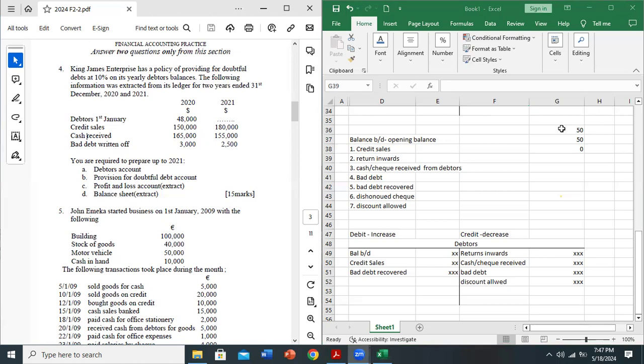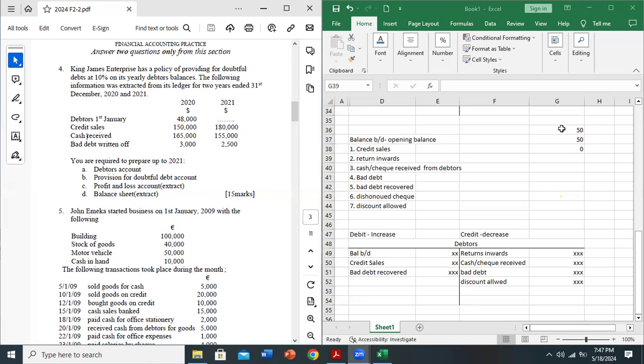Yes, somebody is asking about discount allowed. Yes, it's an expense. But in the debtor's account, it is credited. So the double entry is you credit the debtor and you debit discount allowed. So yes, discount allowed is an expense and has a debit balance. But in the debtor's account, it is credited. So that is to Blessing.